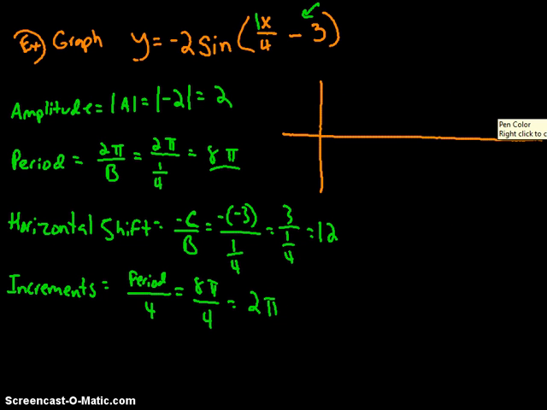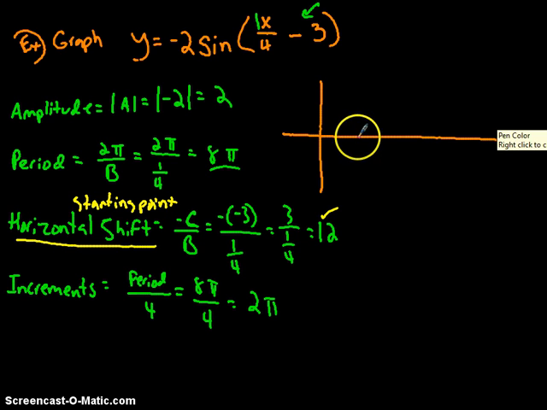So now let's graph this. First thing we start with is our horizontal shift. Again, same thing as a starting point. Starting point is 12. So my first point is going to be here. I'm going to say 12 is right there. And then the next thing is the amplitude. So I know I go up 2, I go down to -2. And the next thing is the increments. So I know my increments are 2 pi from the last.